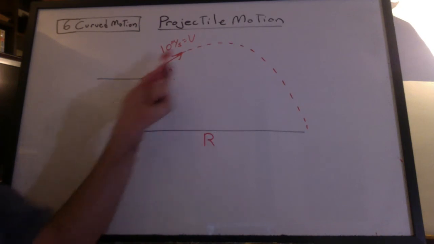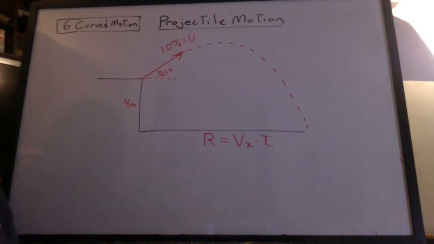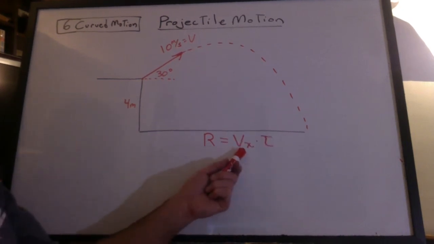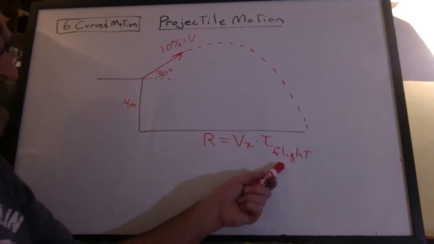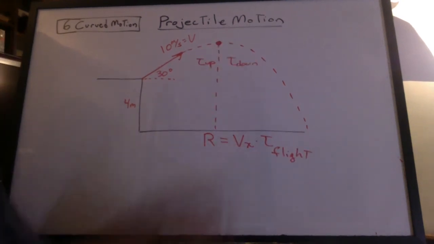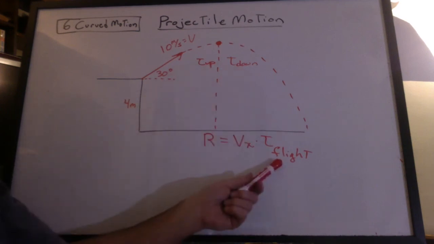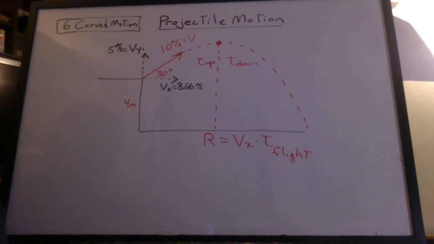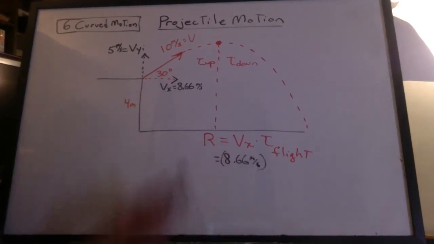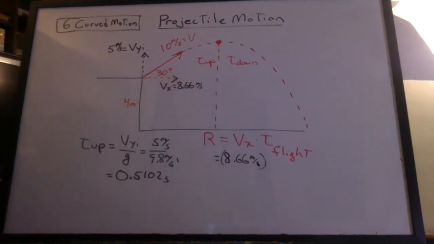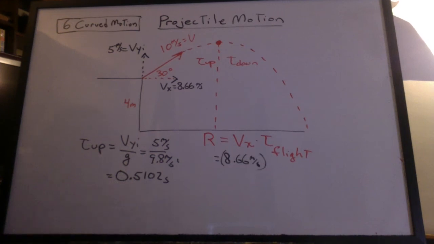Now, can you take a look at this and see that going up and going down are no longer symmetrical? The range is still going to be equal to that constant horizontal velocity times the time of flight. That's the total time. I'm going to have a time up, but a longer time down to add together for this time of flight. Well, we've got our components, and that is going to go right here. And now we'll get the time up. Vy over g, and I get 0.5102 seconds.